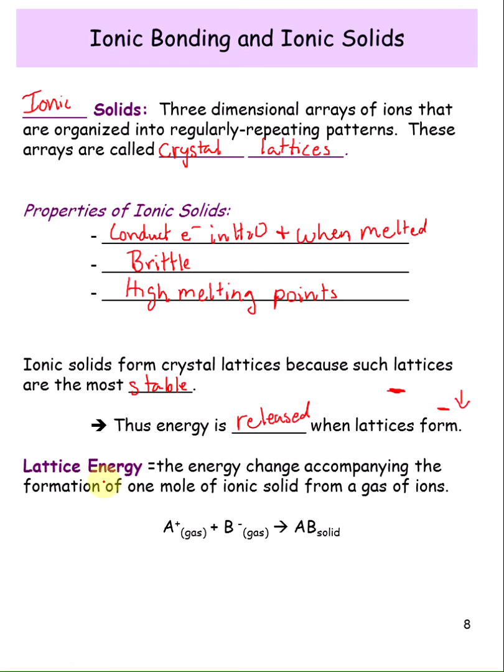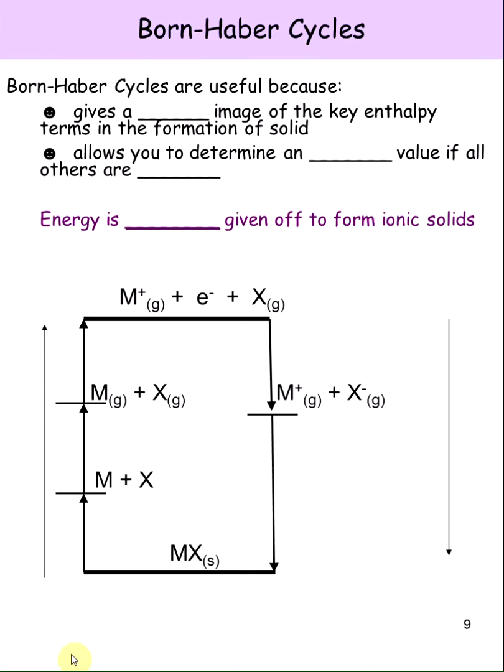Lattice energy. That's the energy change accompanying the formation of 1 mole of ionic solid from a gas of ions. So we can write that as some gaseous cation and a gaseous anion coming together to form the ionic solid.